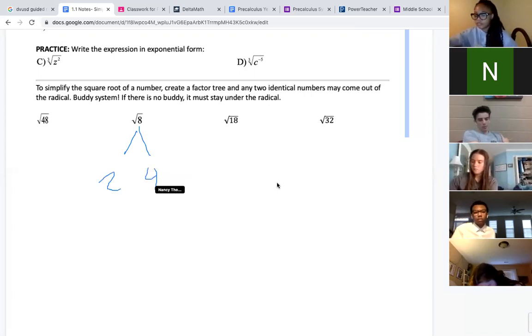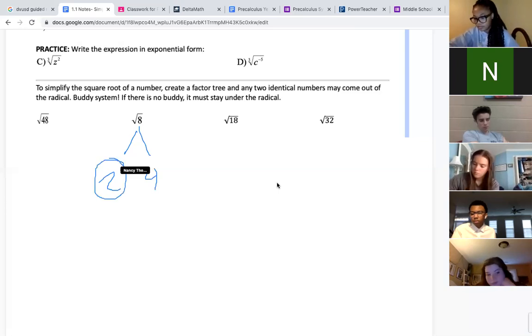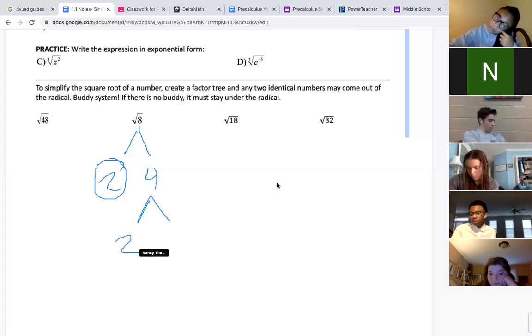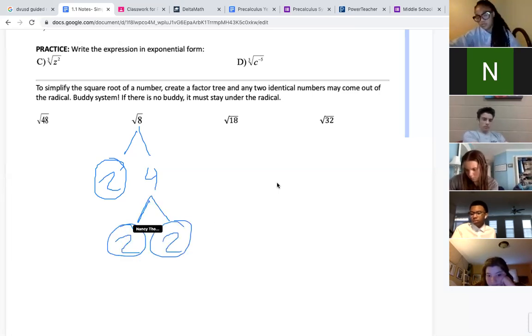Okay, and then does 2 have any factors? No. So since it's prime, I'm just going to circle it real quick. And then the 4, can it be broken down? Yes. Okay, 2 and 2. Perfect. And those are both prime as well.